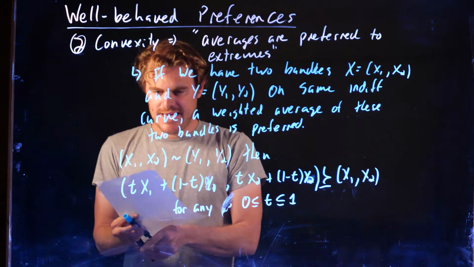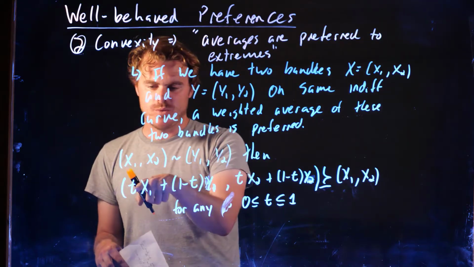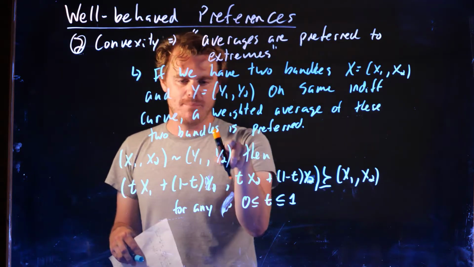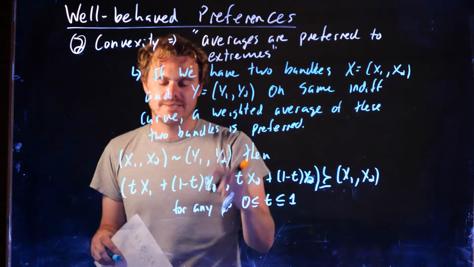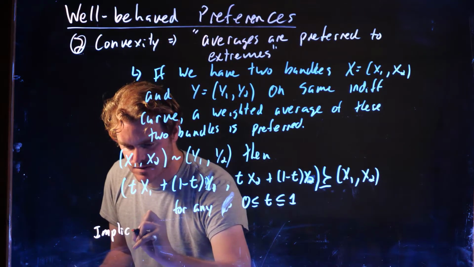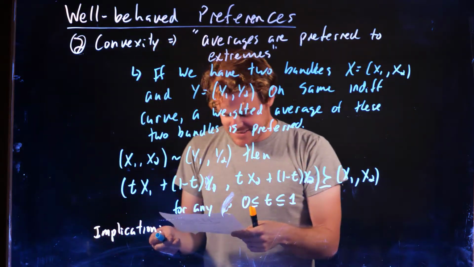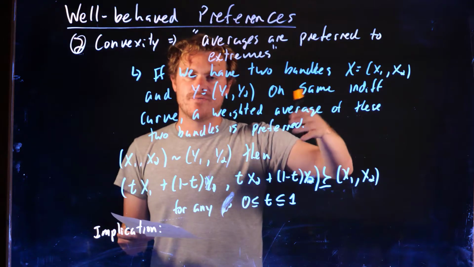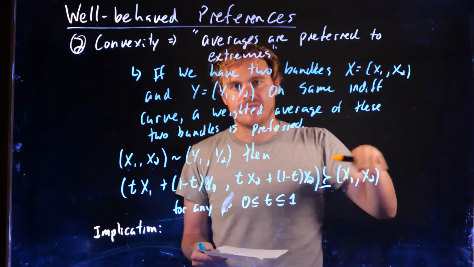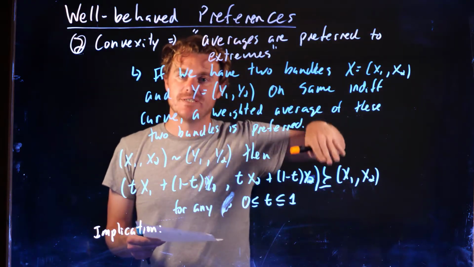All right, so this is just mathematically taking a weighted average, where the weight on bundle X is t, and the weight on bundle Y is 1 minus t. So the implication for this, as the assumption name kind of implies, is the set of all weakly preferred bundles to, let's say, bundle X is a convex set. So it has implications on the shape of this indifference curve.